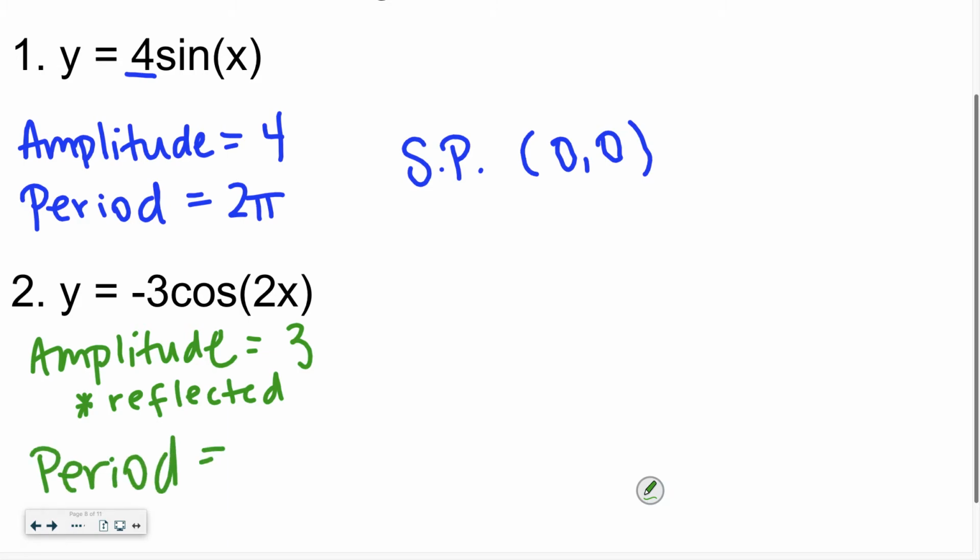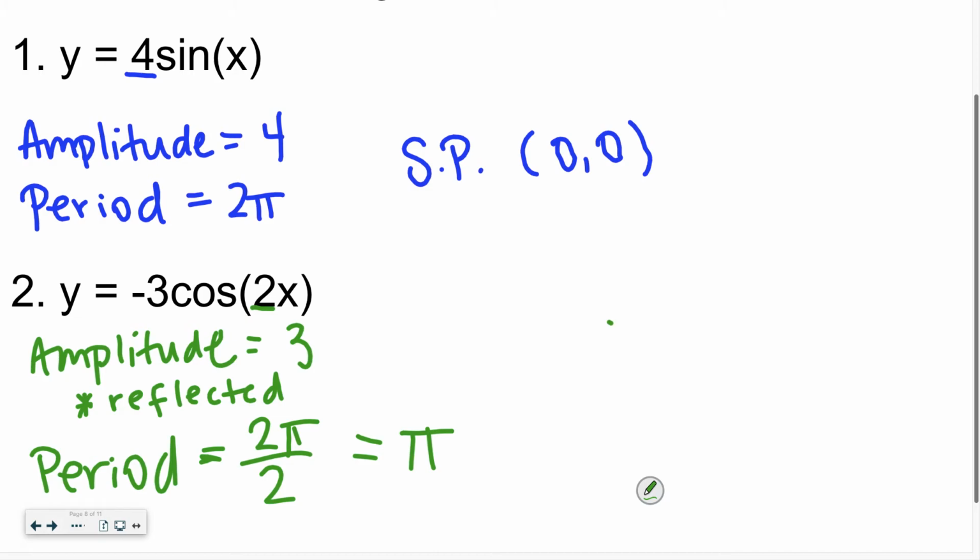The period. It looks like our B value is 2. Okay, so Kelly, how would we calculate the period? Read that again, 2 pi what? Very good. So we take 2 pi and we divide it by B. Since B is 2, we'll throw it there. And so our period is length pi.